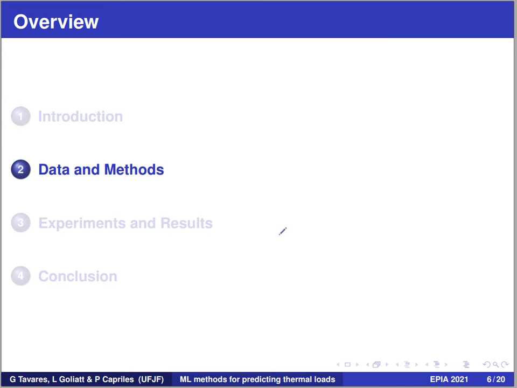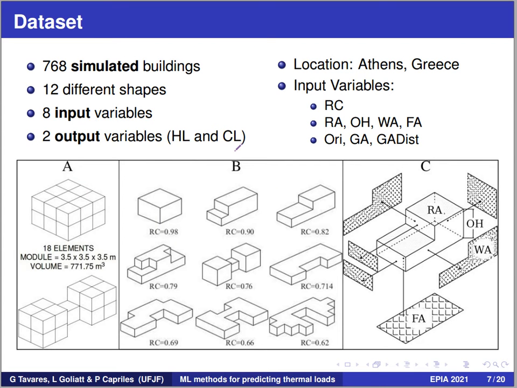So now the data and methods. We have collected from the literature 768 simulated buildings. These buildings are built based on 18 elements. They are arranged in 12 different shapes. Eight input variables and 2 output variables are considered. They are simulated. The output variables are the heating loading and the cooling loading.